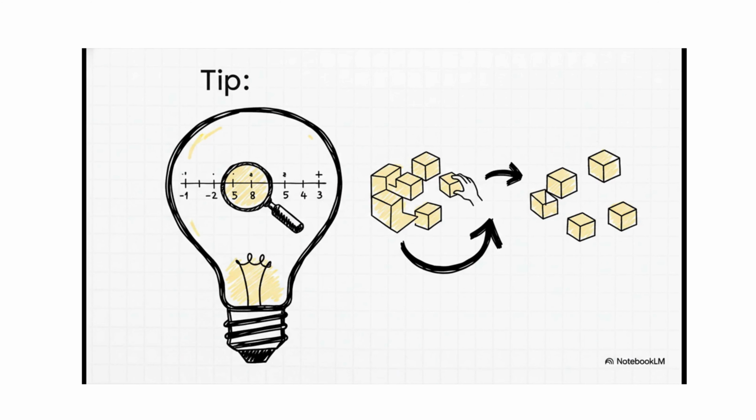And hey, here's a quick pro tip. When you're on the hunt for that first root, please don't forget to test negative numbers, like that minus 2 we just found. It's a super common mistake. And once you find one factor, don't just stop. Keep going until you've broken the puzzle down into all of its simplest pieces.